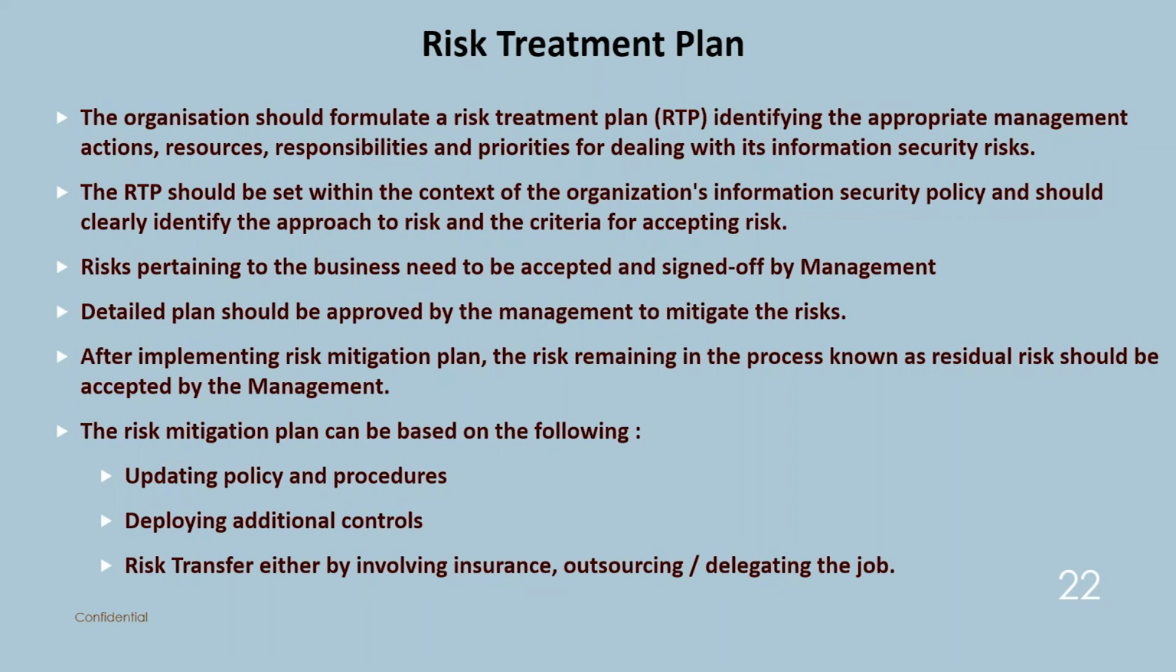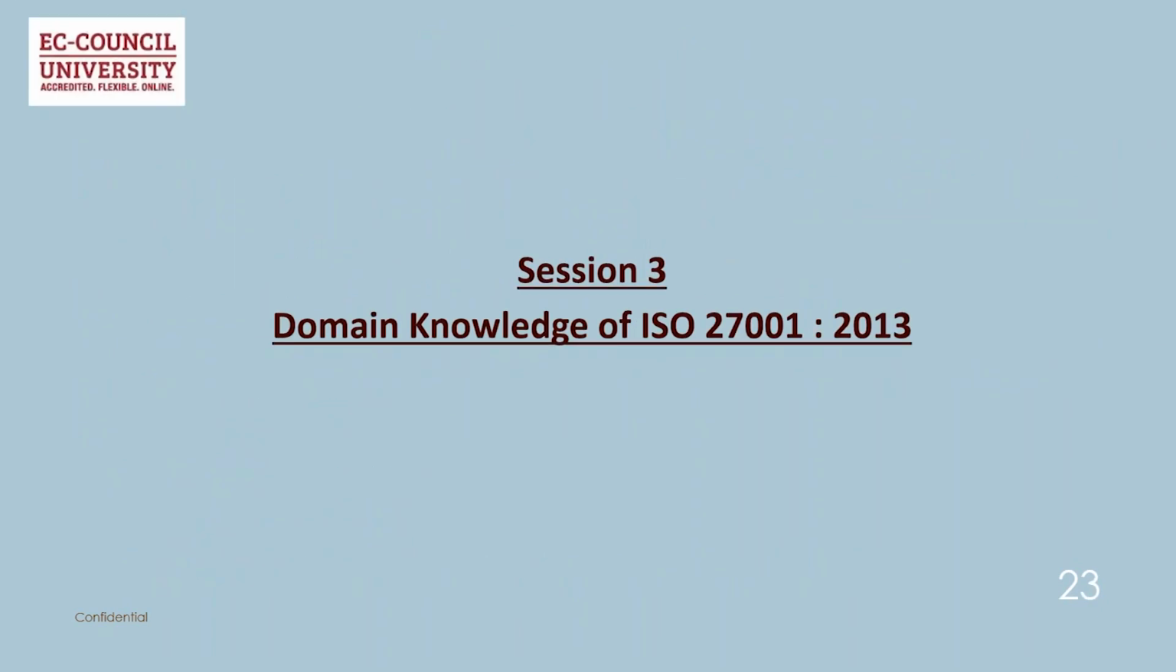We can never have zero risk. There'll be some risk left, and that needs to be signed off. And even if that risk is not acceptable, then we have to revisit the process and look at the controls again. So the risk mitigation plan involves updating policies and procedures, deploying additional controls, or doing a risk transfer by taking an insurance policy or delegating the jobs to somebody else.